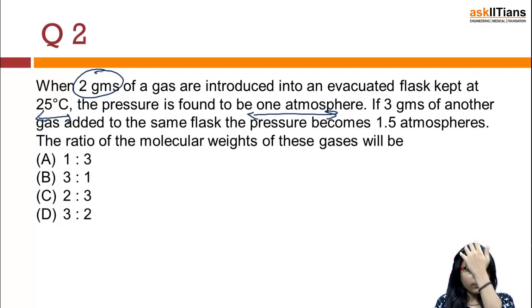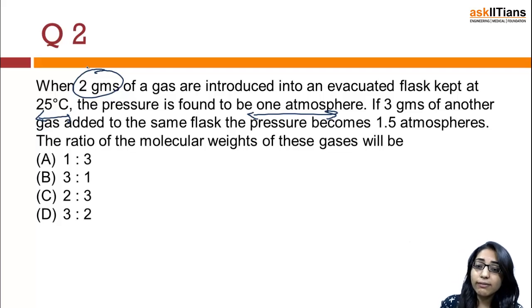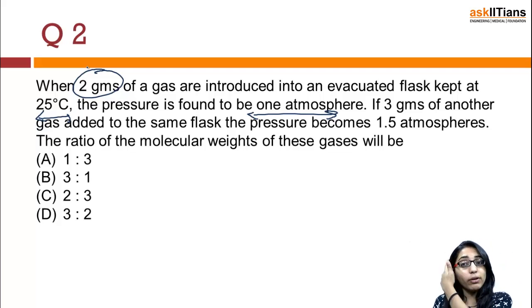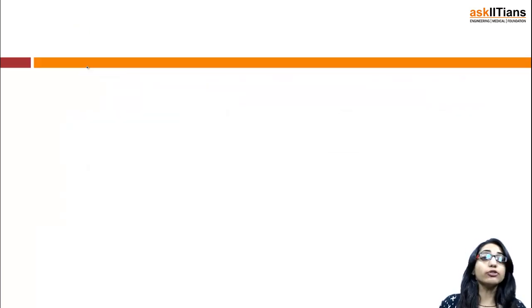Now if 3 grams of another gas are added to the same flask, the pressure becomes 1.5 atmosphere. So again he has done the same thing, adding another gas in the same flask, and the new pressure comes out to be 1.5 atm. The ratio of the molar weights of the two gases will be? So I'll ask you to proceed on similar grounds as whatever we did in the earlier question.